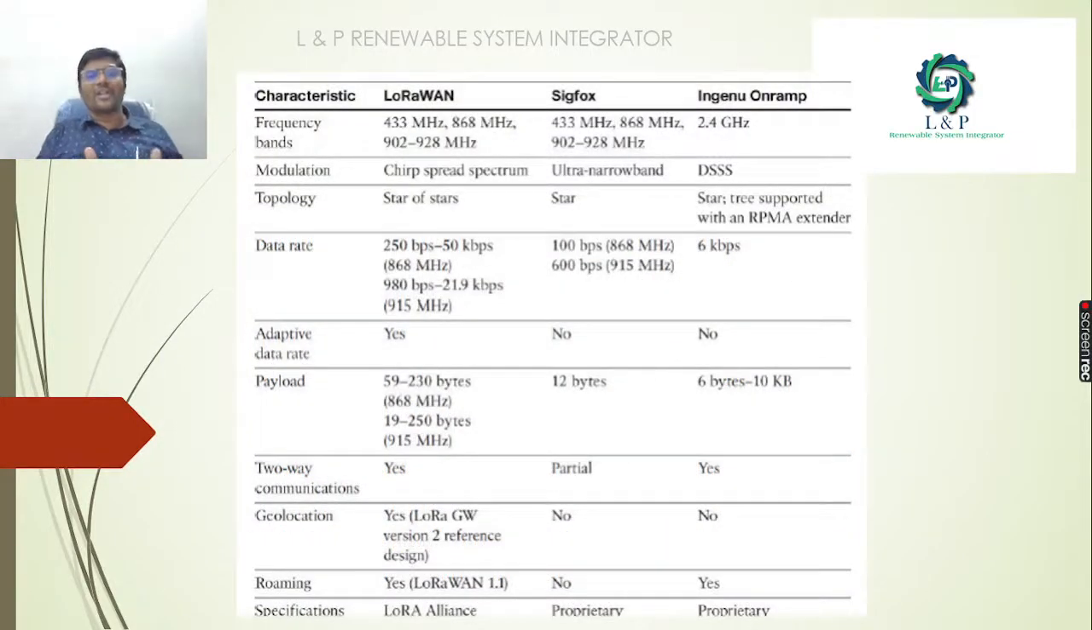And if you get into the characteristics, if you are comparing LoRaWAN with the latest technologies, for the frequency band, LoRaWAN and Sigfox have almost the same frequency ranges. For modulation, LoRaWAN uses chirp spread spectrum technology, Sigfox uses ultra narrowband, whereas Ingenu uses DSSS. For topology, Sigfox is star, whereas LoRaWAN is star-to-star. The data rate is higher in LoRaWAN. For adaptive data rate, LoRaWAN is good at it. For payload and two-way communication, LoRaWAN is better. And for geolocation and roaming, LoRaWAN is applicable.